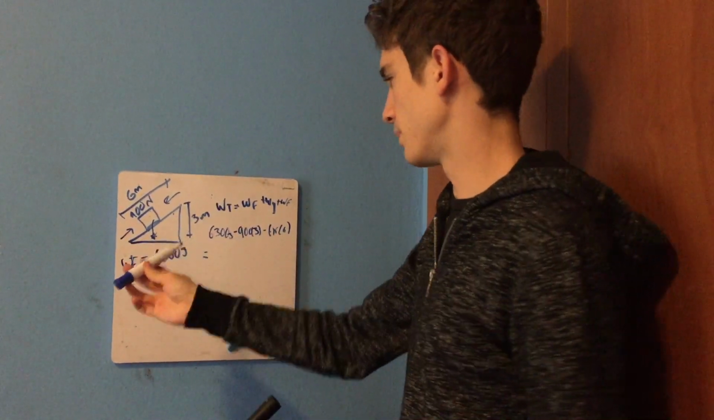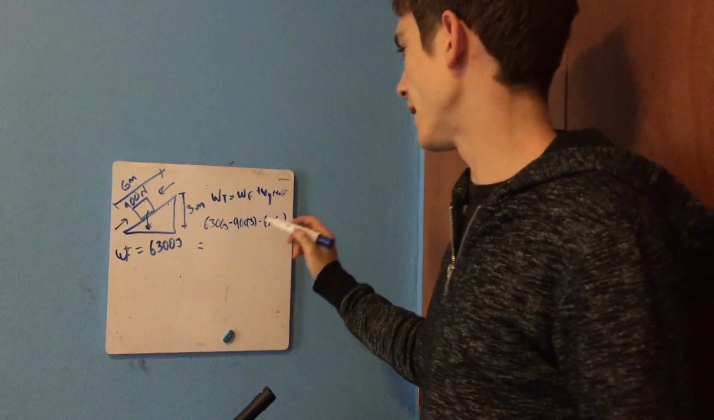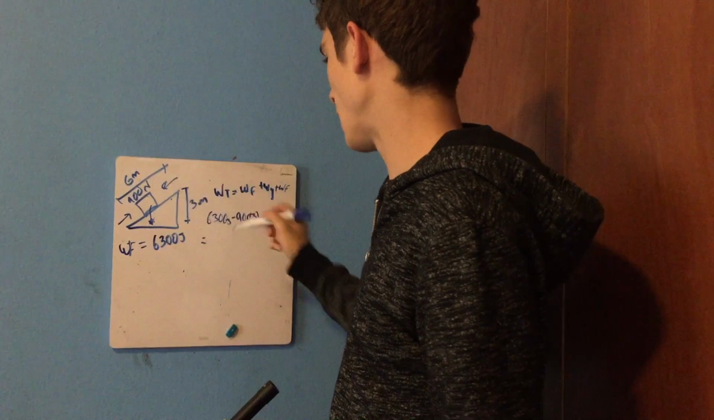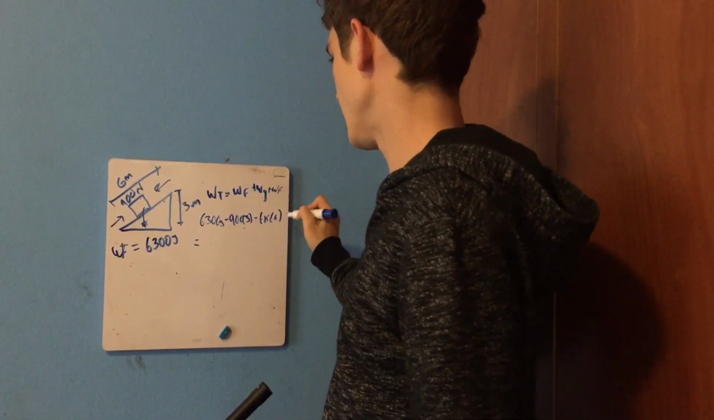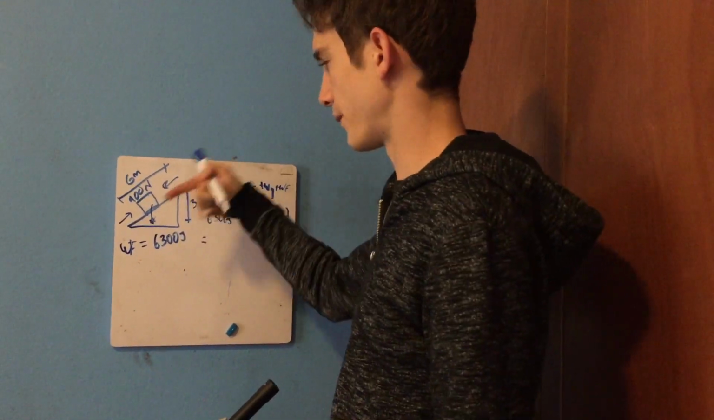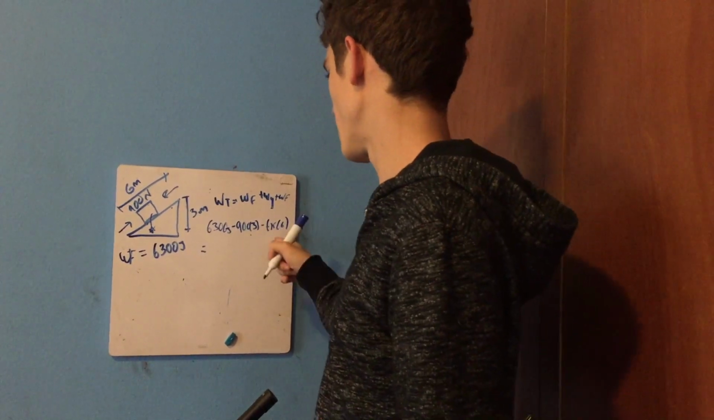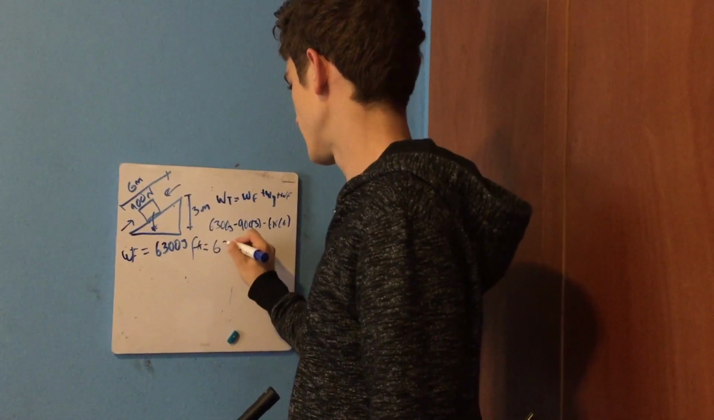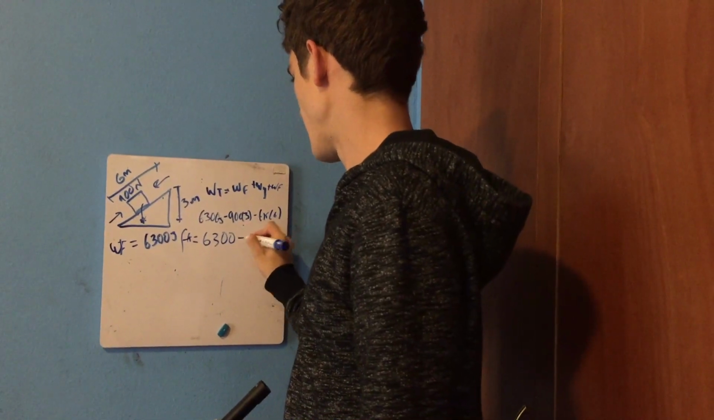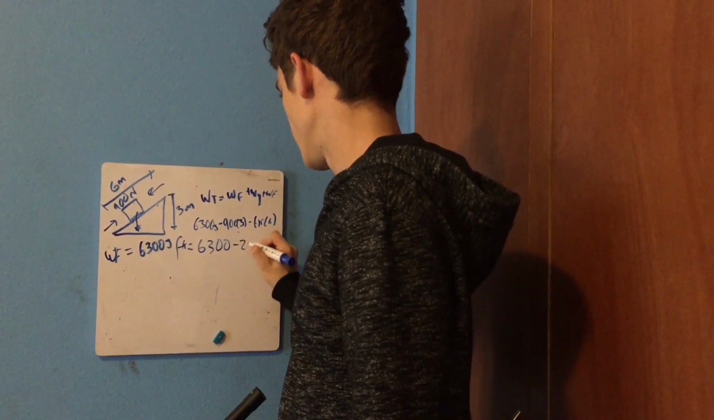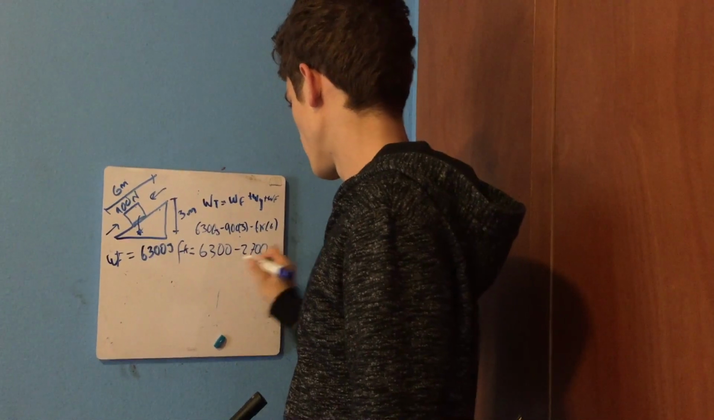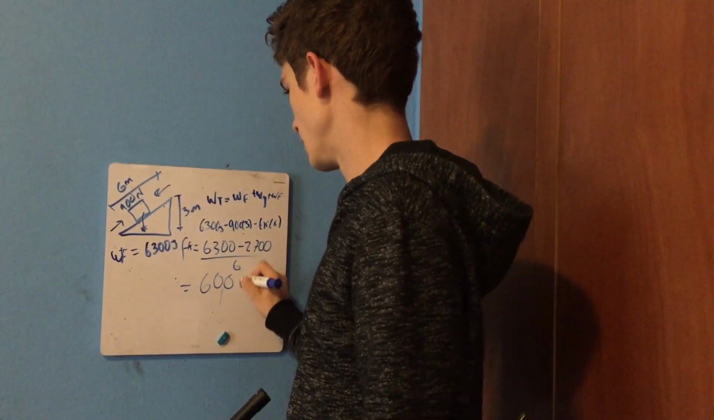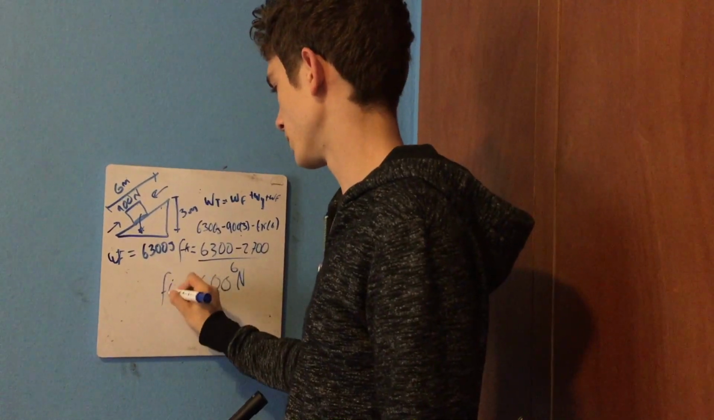6,300 joules, which is going in the positive direction, minus 900 times 3, which is going in the negative direction downwards, and minus fk times 6, which is the distance that the friction moves. So when we work the friction out of here, we got that fk equals (6,300 minus 2,700) divided by 6, which equals 600 newtons of the friction force.